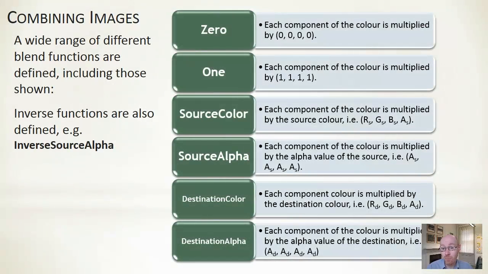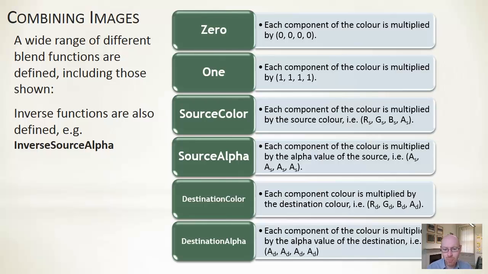There's actually quite a wide range of different blend functions that can potentially be used. So you can see a number of them listed here. You have 0, where each component is multiplied by 0 itself, which means you don't get any of the source to destination appearing if it's multiplied by 0. To 1, where each component is multiplied by 1, so you retain the full component. 3 other ones, source color, source alpha, destination color, destination alpha.